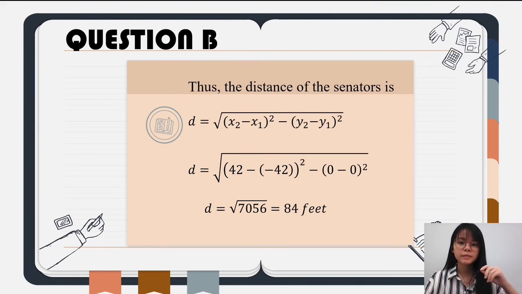After that, we substitute the value we found just now into the equation of distance. Finally, we can get the distance of 2 senators is 84 feet in this whispering chamber.